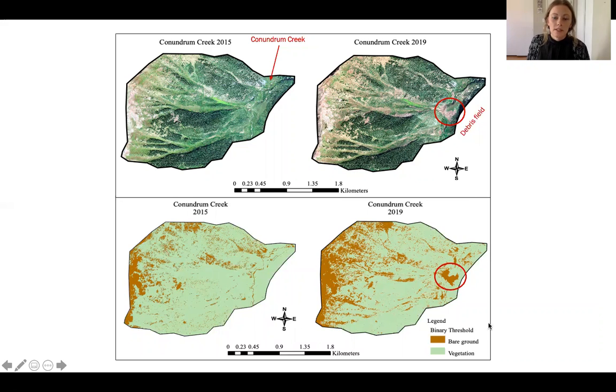Now this is the result of the binary threshold that I used on the NDVI output. So you can also see that the changes that are most obvious in the NAIP imagery are also very obvious in this binary threshold image. So again, here you can see the gouging of the landscape along the flanks and definitely the debris field. And then another little bit of evidence down here.